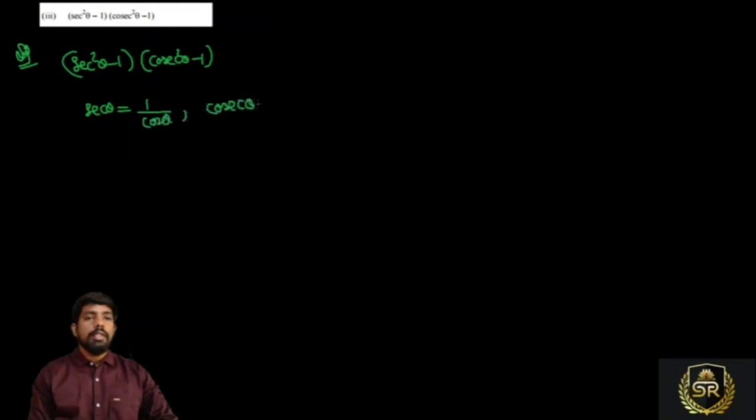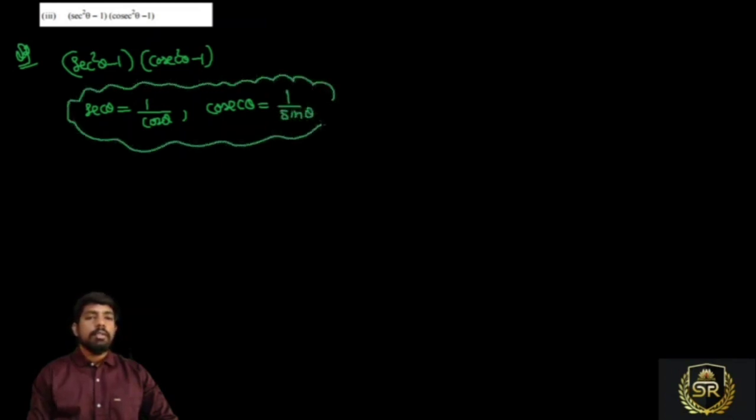Here we have the third question. The given question, first write it: secant square theta minus 1 into cosecant square theta minus 1. Now we know that secant theta is equal to 1 by cos theta. Next, cosecant theta is equal to what? 1 by sin theta. So these are the formulas.